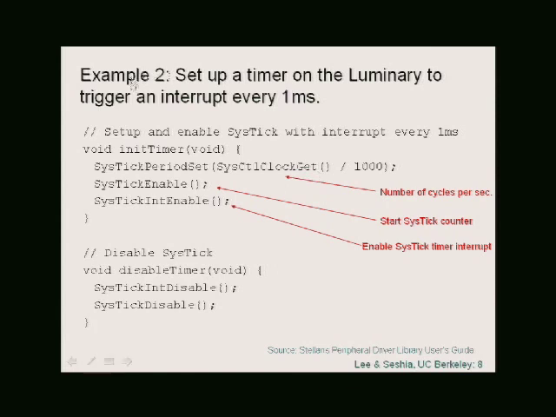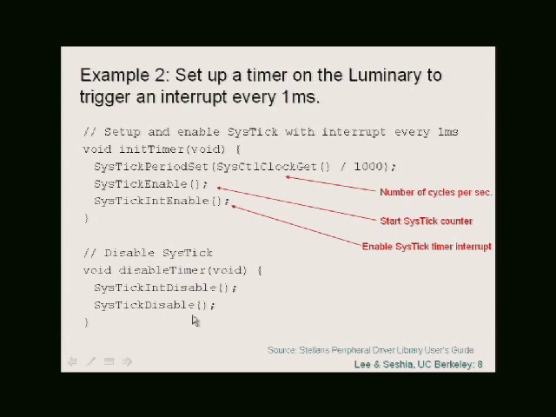Okay, so you set the period, and then you enable the timer to start counting, and then you enable the interrupt itself. Okay, the same three operations as we had in the previous slide, but a little easier to do. When you are done, you disable both the interrupt as well as the timer. So the timer stops counting, and the interrupt also is disabled. Okay. So that's how you would do it in the Luminary.